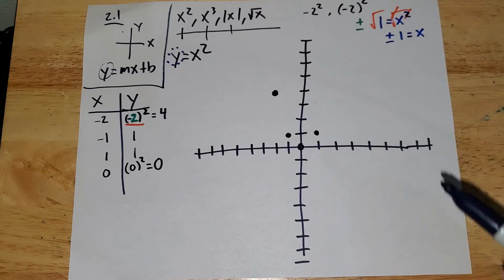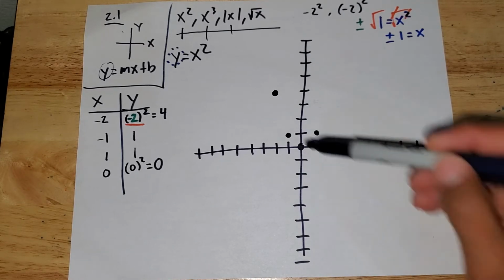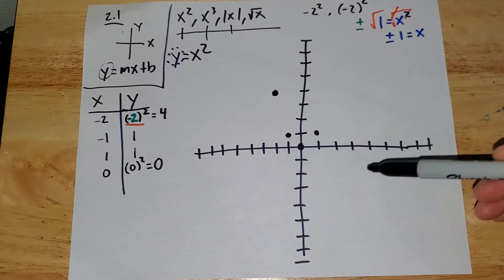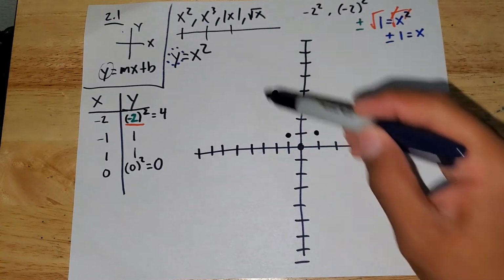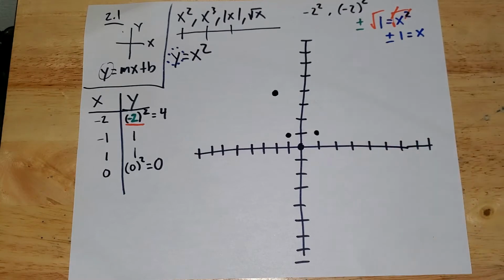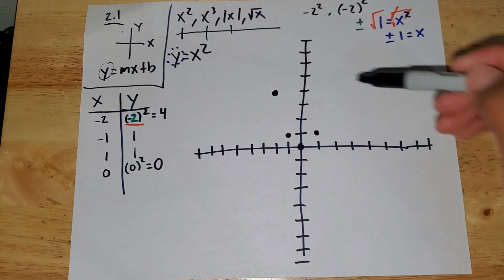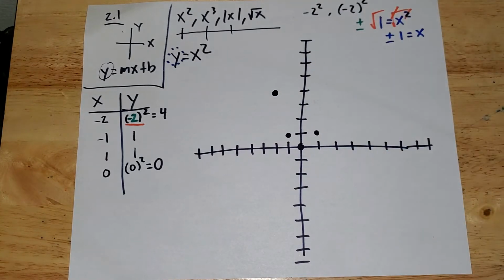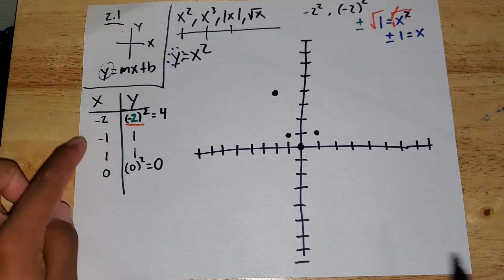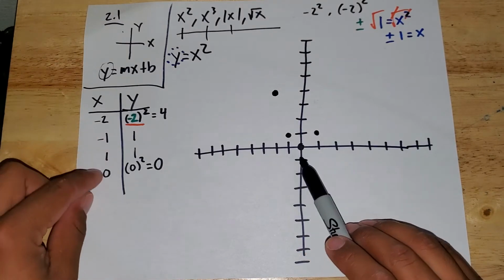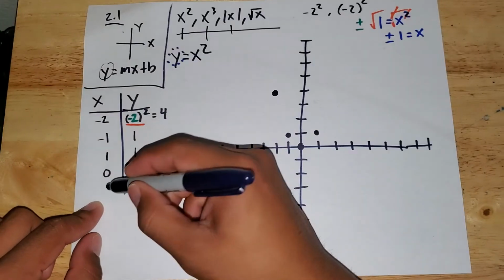So I need to do a couple more points just because I want to make sure this isn't like a check mark. I want to be able to see, am I making a V? Is it a check mark? Is it making a triangle? I want to do a few more points to see what's happening. So I already used -2, -1, 0, 1. Let's try using +2.